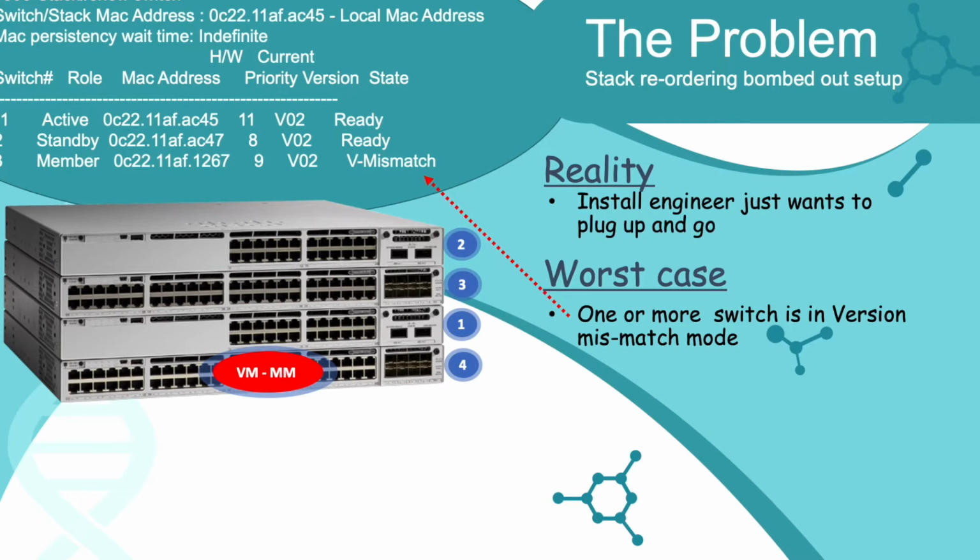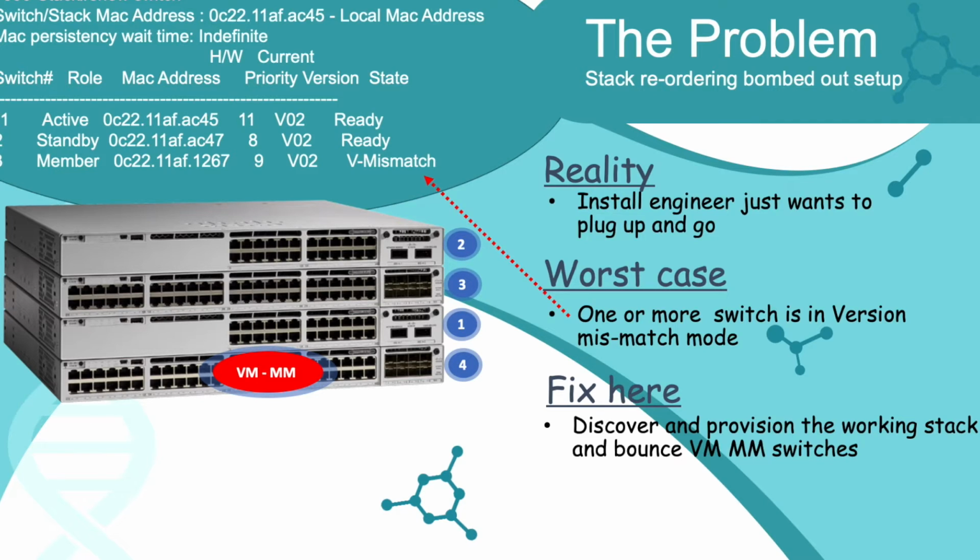So how would we get around this? Let's move this thing out of the way. Fix here, so we can discover and provision the working stack, so all the switches in the stack as they are, and then bounce the version mismatch switch there. So essentially, we're pushing down software auto upgrade enabled again, and then reload slot 3. That will actually say reload slot 3. It's actually 4 on the diagram, but it's 3 here on my actual lab, which is this guy here. And that'll reload that one.